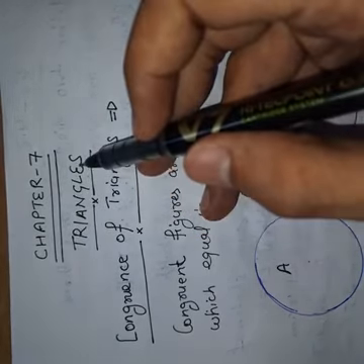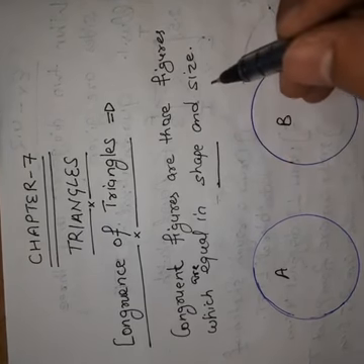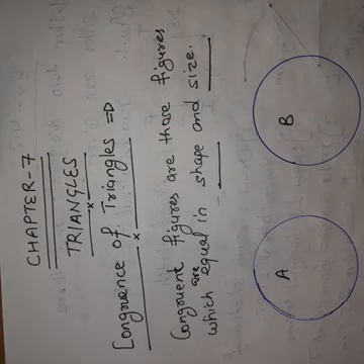Congruent figures are those figures which are equal in shape and size. ऐसे कोई भी दो मैथमेटिकली फिगर्स जो शेप में भी इक्वल हो and as well as equal in size also, those figures are called congruent figures.